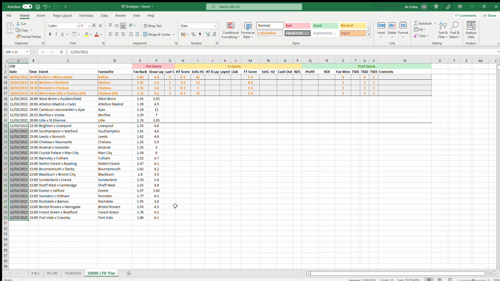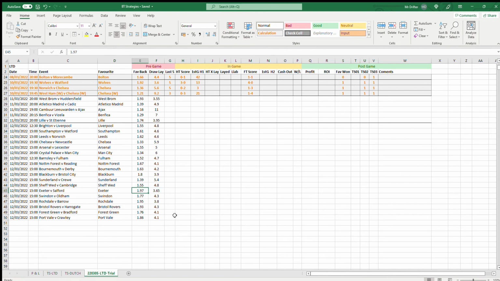I wouldn't normally prep up a day in advance. I'd normally do them on the morning of the games. There's a couple down here you can see that are very, very close to 2, and sometimes you'll see this early in the day, when it's the day before.